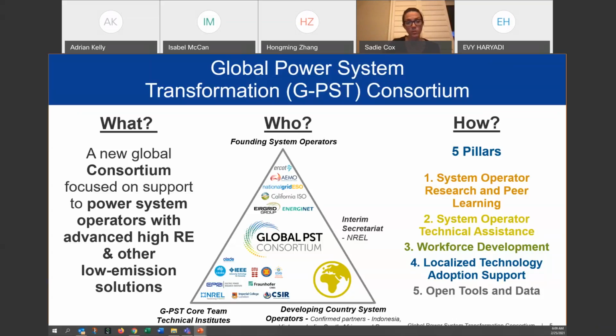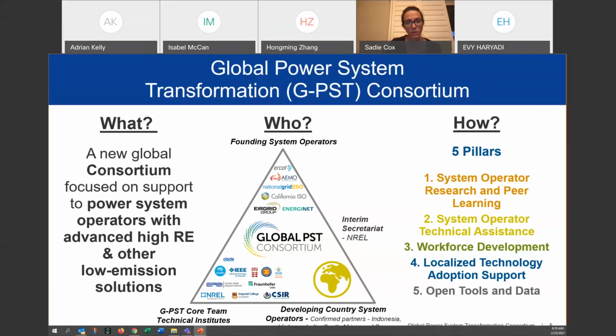Pillar 2 is where the core team and FSOs are partnering with emerging and developing country system operators to provide deep technical support through fellowships and targeted technical assistance on advanced operational and engineering solutions, as well as broader peer learning at the regional and global level. Our webinar today is focused on pillar 2 support. And again, we'll be hearing from PLN on the work that we're doing together.